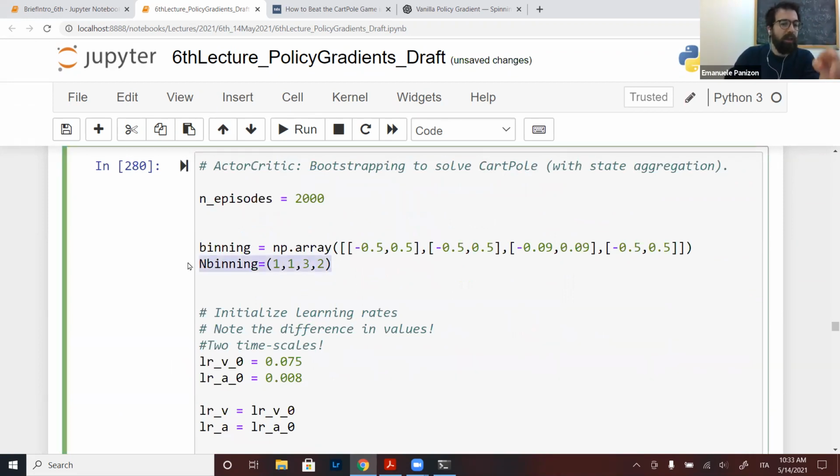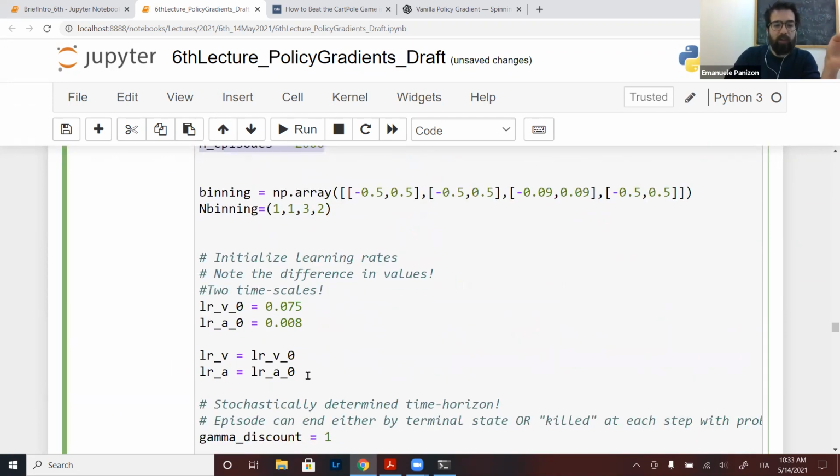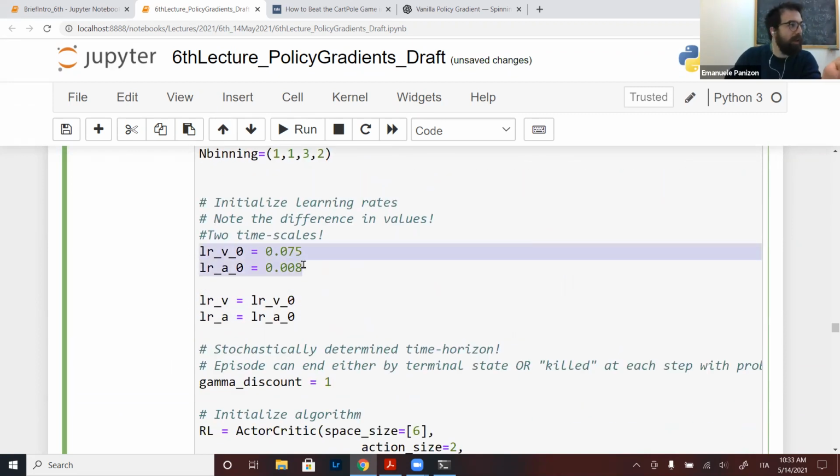Everything is the same. I have the same binning. I have 2000 episodes. I don't know why 2000. I have the learning rates. Now you can see that I put two different learning rates. Again, it took me a while to find two numbers which did not give stupid solutions. And you can see that one is almost 10 times the other. It means that the learning process for the value is 10 times faster, in a sense, than the learning rate for the actor.